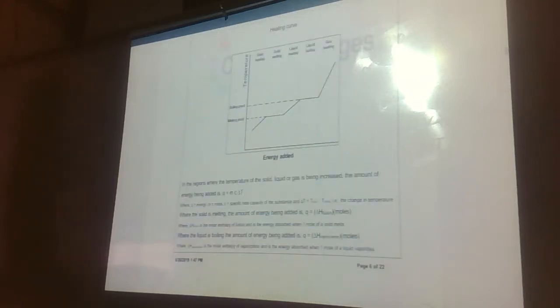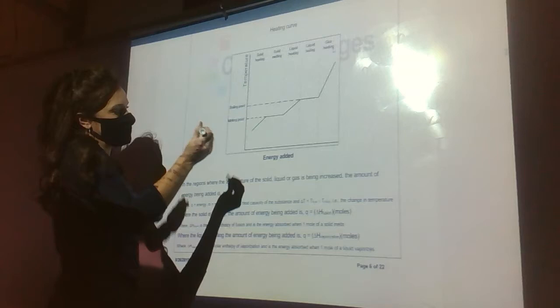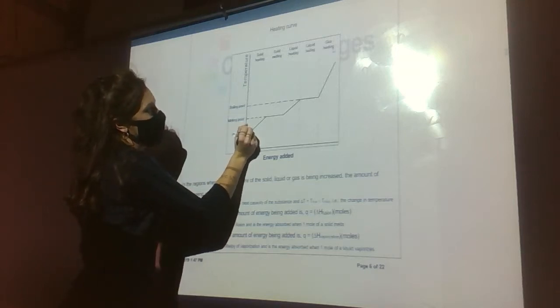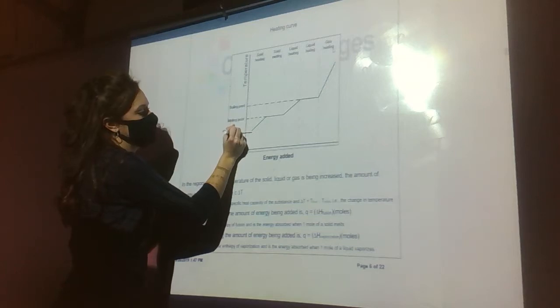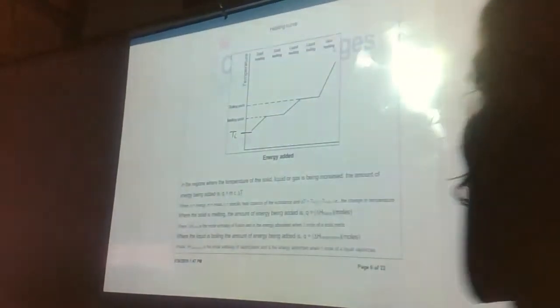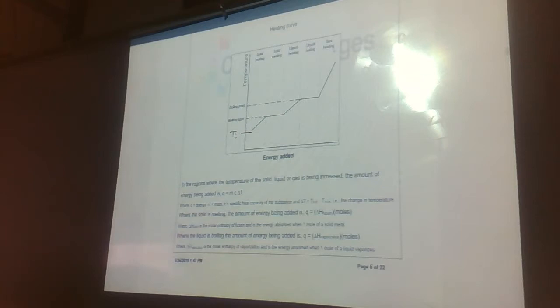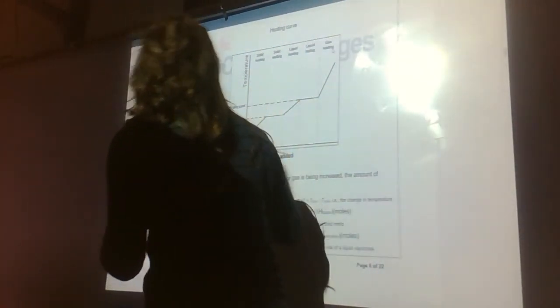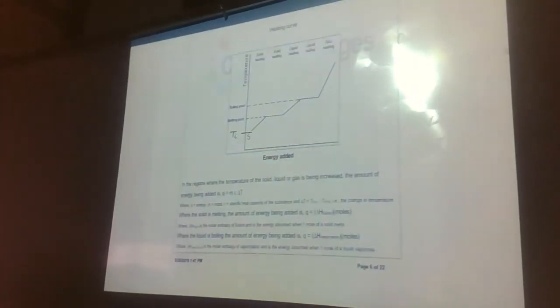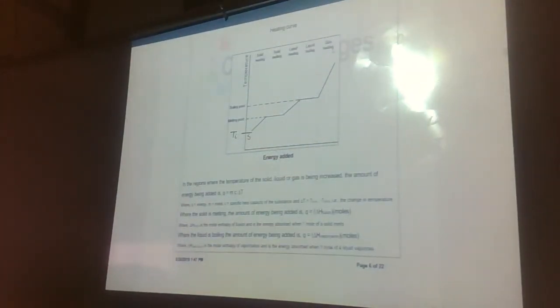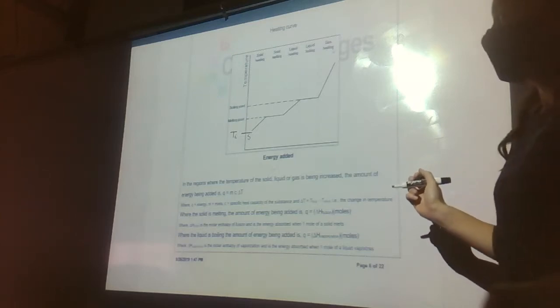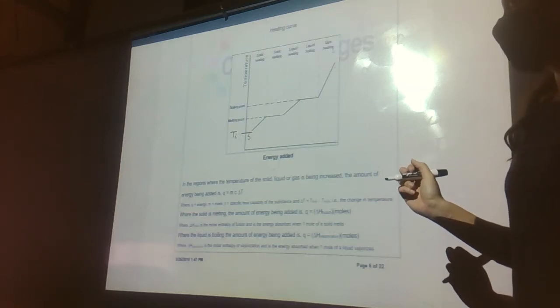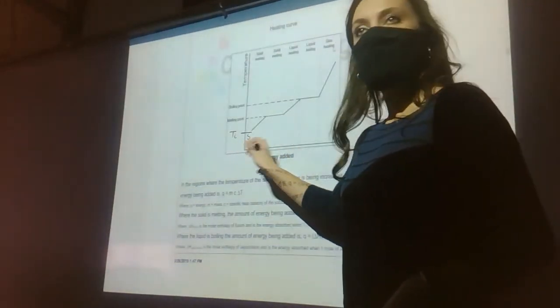If we look at this heating curve, we have whatever our object is, starting at some temperature T initial. Go ahead and draw this graph. You need this graph in your notes. At T initial, it is a solid. So we have a solid object, and we start adding energy to it over time.